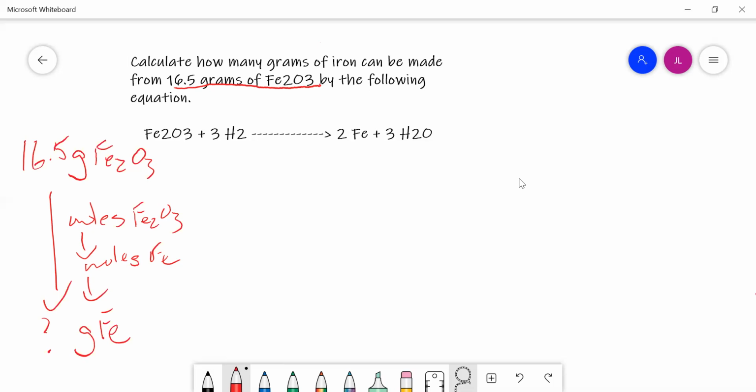So we're going to start off, since we always start our dimensional analysis with what we know. We know our starting point is 16.5 grams of Fe2O3. Now I'm going to not even put numbers in just yet. I want to use just the units.